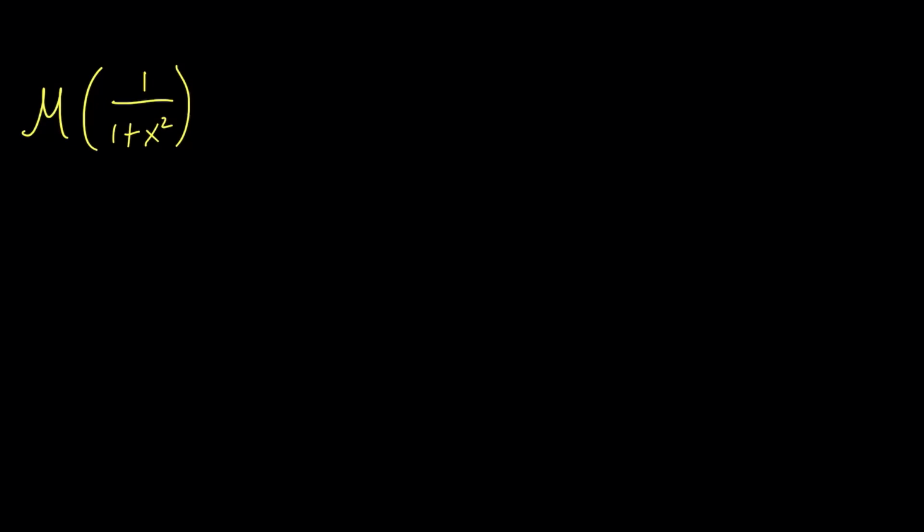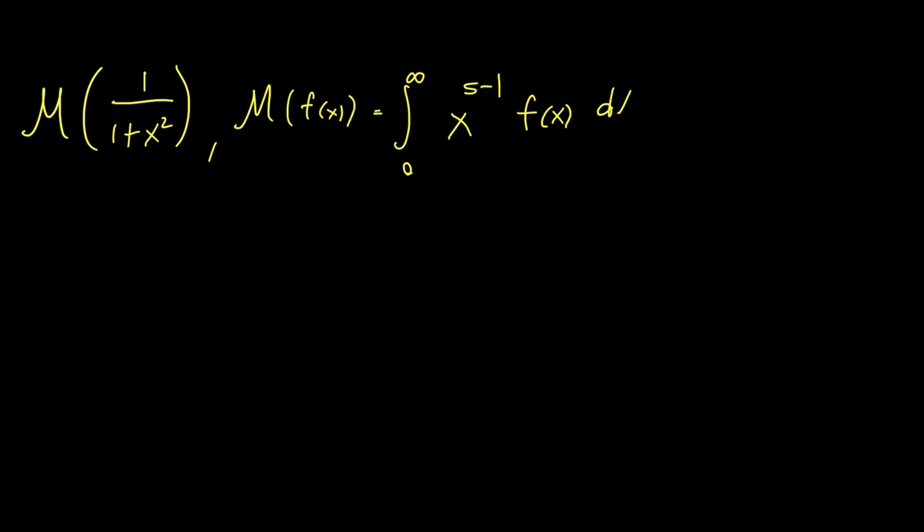Today we'll be finding the Mellin transform of 1 over 1 plus x squared. To start off, we could recall the definition of a Mellin transform. So the Mellin transform of a function f of x is the integral from 0 to infinity of x to the s minus 1 power times f of x dx. And we're interested in the case when f of x is 1 over 1 plus x squared.